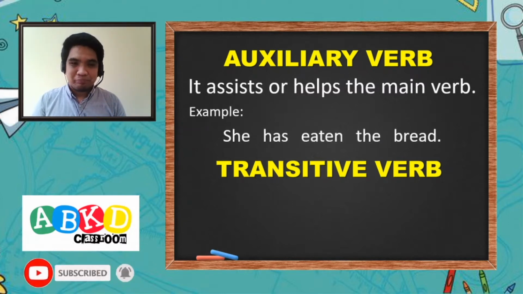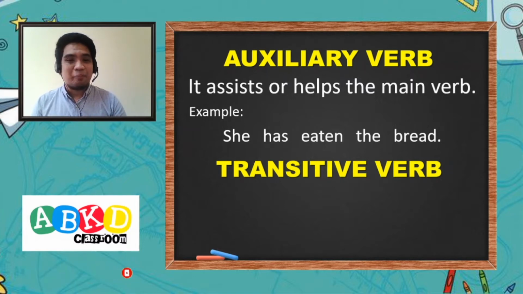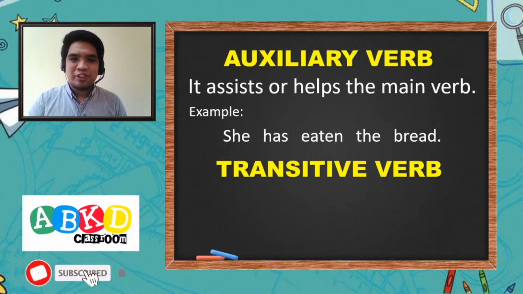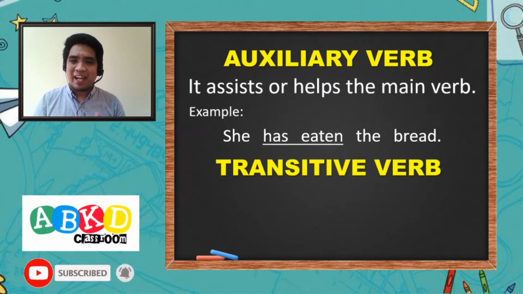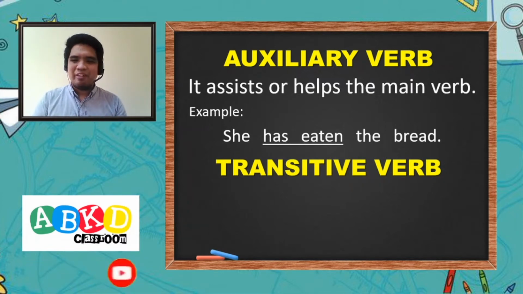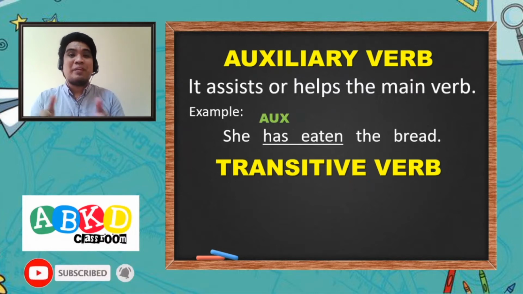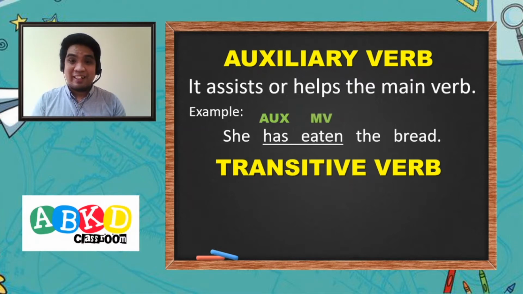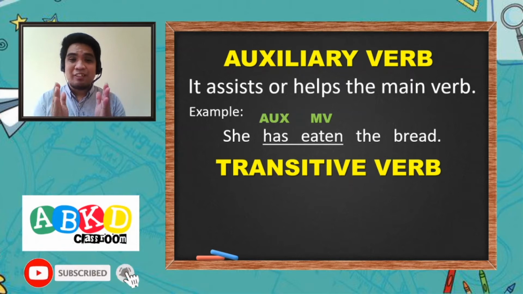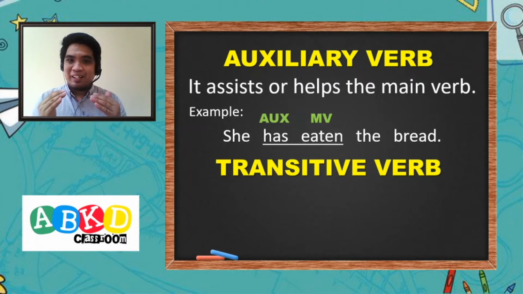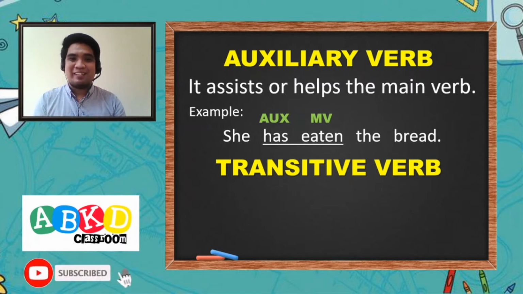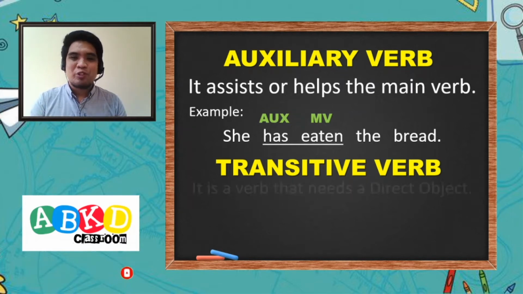For example, she has eaten the bread. Okay? Kung ma-observe nyo, meron tayong dalawang verbs dito, yung has, pati si eaten. Okay? However, si has, yung tinatawag nating auxiliary, kasi siya yung helping verb. Siya yung nag-a-assist dun sa main verb natin na eaten. And actually, that format is in the perfect tense na. Kaya, we're not going to focus our mind regarding that. Magpo-focus muna tayo sa pinaka-basic, and that is transitive verb.